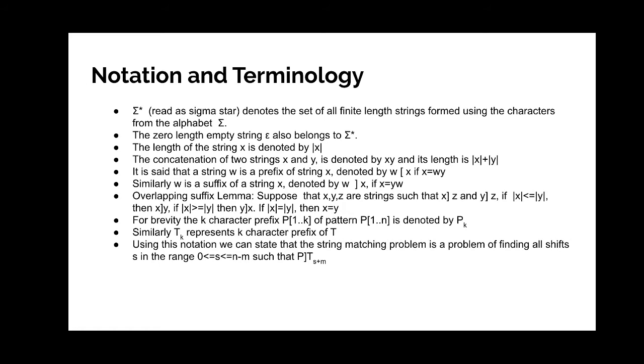For brevity, the k character prefix P[1..k] of the pattern P[1..m] is denoted by Pk. Similarly, Tk represents the k character prefix of T. Using this notation, we can state that the string matching problem is finding all the shifts s in the range 0 less than or equal to s less than or equal to n minus m such that P is a suffix of T of s plus m. That is, we are talking about finding all locations where we have a shift s such that P is a suffix of T of s plus m. That is, after the shift, m characters match or are the same as the pattern P.